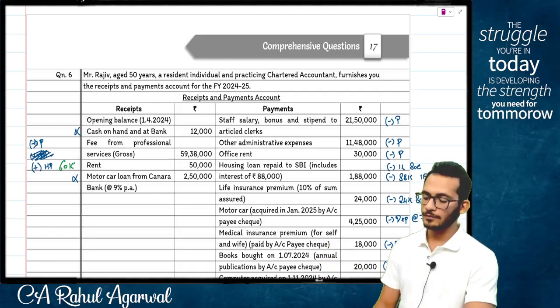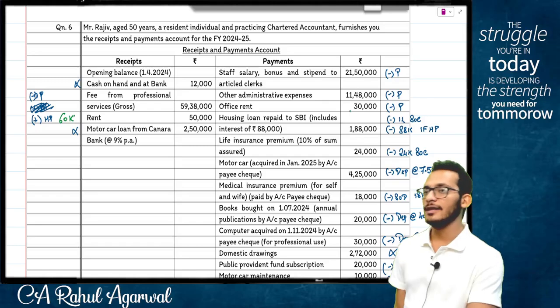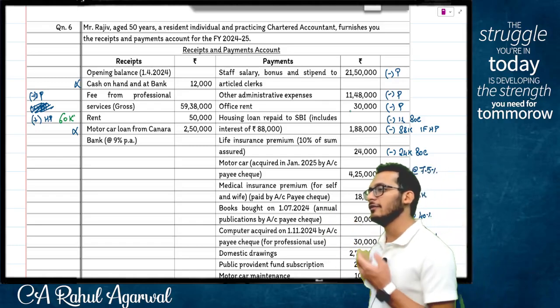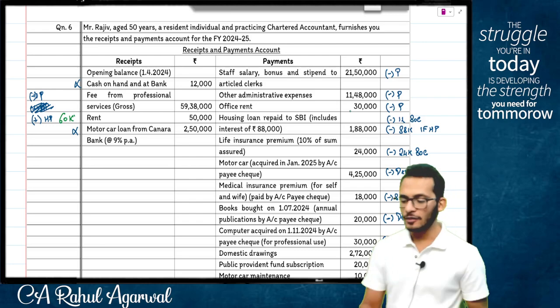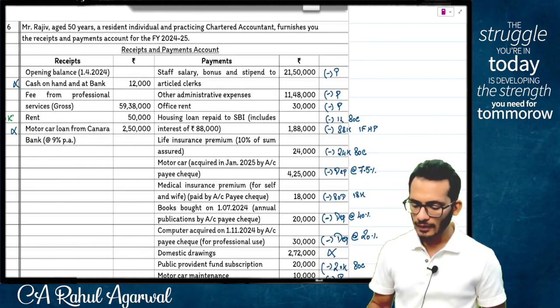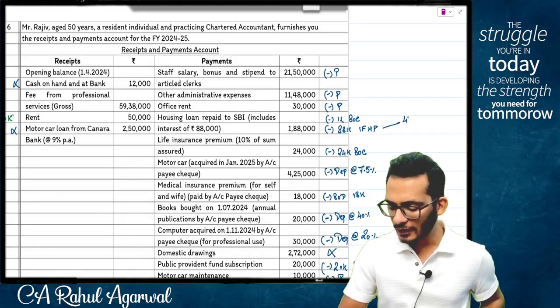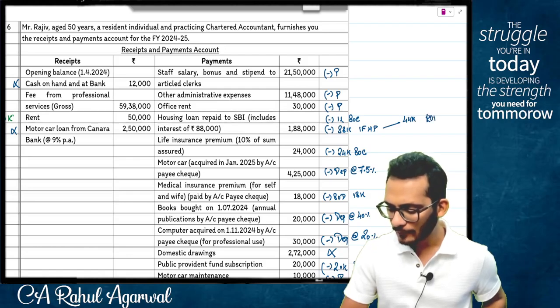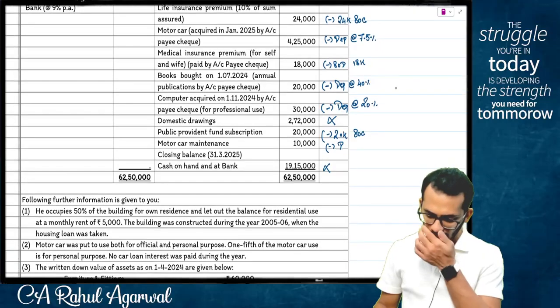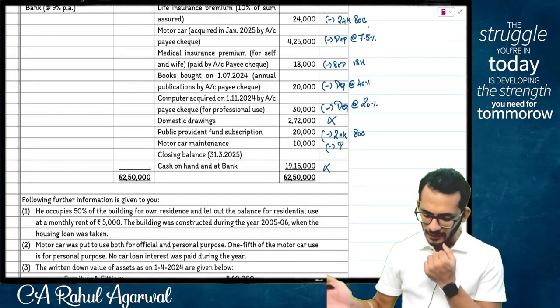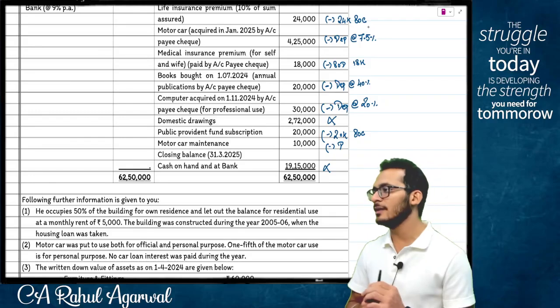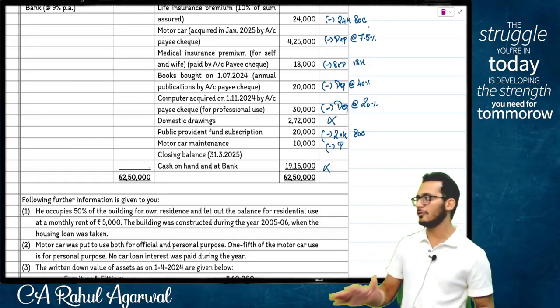Do I have an issue? Yes, I have an issue. The 88,000 of IFHP now gets split into two. 44K is for LOP and 44K is for SOP. Notice the question. The question says that the building was constructed during 5-6 when the loan was taken. So building loan was taken for construction, therefore no problems.